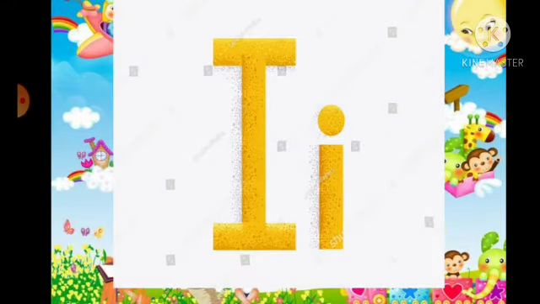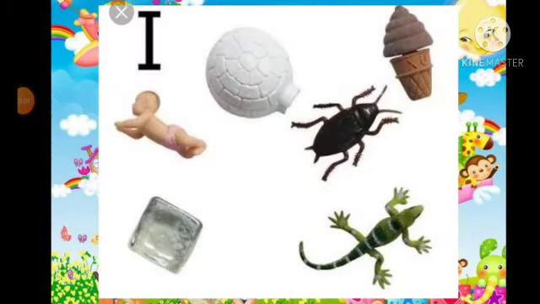See here, children, there are two letters. This is capital letter I and this is small letter I. Repeat after me, children. This is capital letter I and this is small letter I, which makes the sound I. Okay, children. Now let us see some objects. That's the letter I, which makes the sound I.